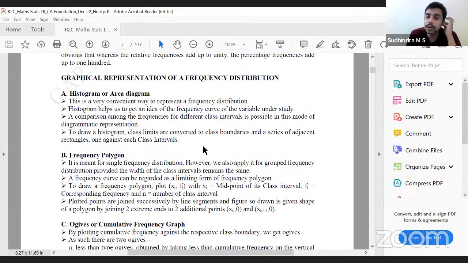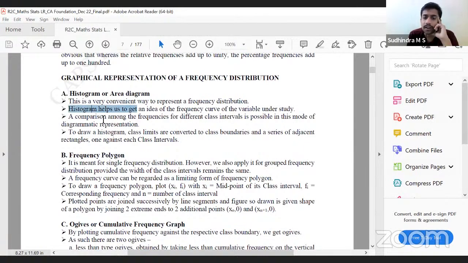Correct? Histogram is an extension of bar diagram, we use rectangular bars. But the difference between histogram and bar diagram, we use adjacent bars here. Unlike bar diagram, we use adjacent bars here. And second one, for the purpose of histogram, we will use class boundaries, not class limits. These are the two important points.